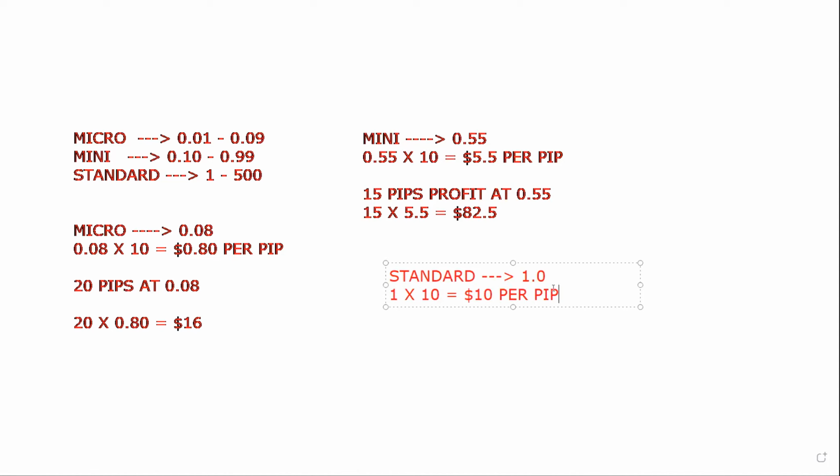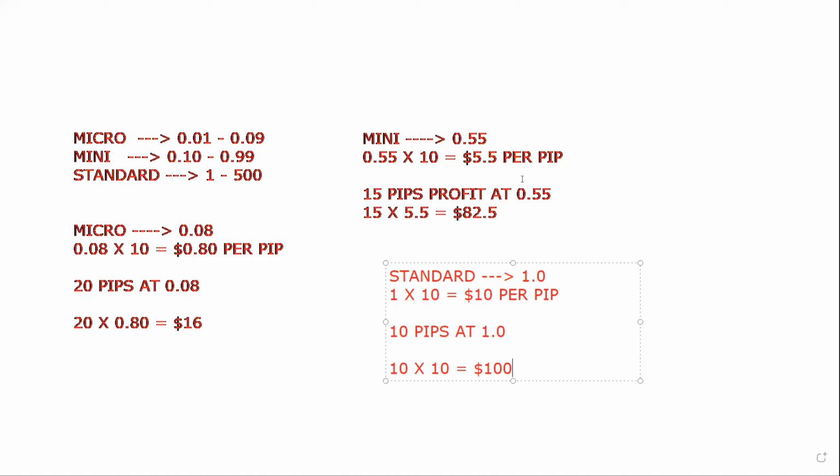So let's say you take a trade, the same 10 pip trade. You are 10 pips in profit at 1.0 lot. What does this mean? That is 10 times the value of the lot, which is $10. So that is 10 times 10. That will give you $100.